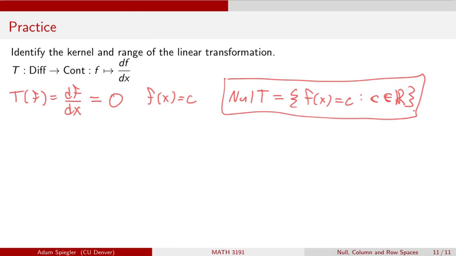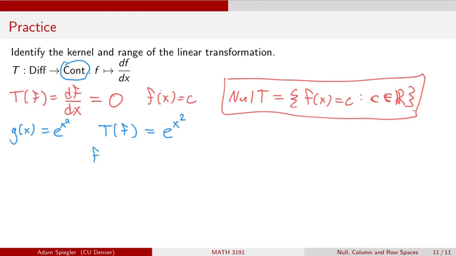Now, if we want to think about the range of this function, this is going to be a subset of the codomain, which is the set of all continuous functions. And you might be tempted to say that the range is going to be all continuous functions. But let me throw out an example here: let g of x equal e to the x squared. That is a continuous function. Looks nice enough. We might want to think, okay, is there some differentiable function f so that T of f is equal to e to the x squared? So is there some function that when I take the derivative of it, I get e to the x squared?